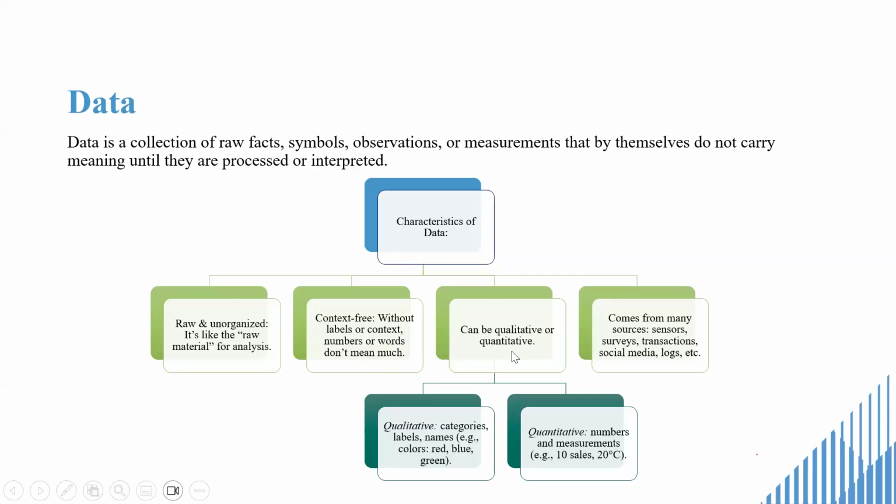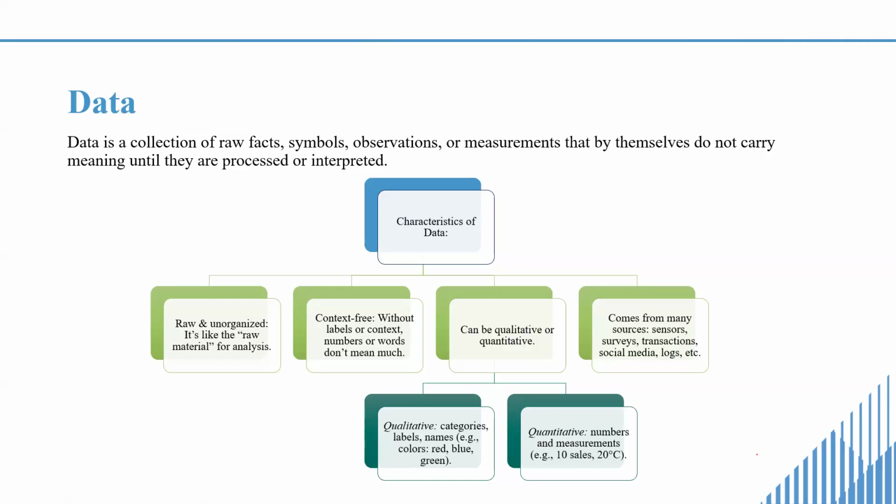Data can be qualitative or quantitative. Qualitative means categories like labels and names, like colors: blue, green, red. Quantitative means numbers and measures, like 10 or 20 degrees Celsius, 30 degrees Celsius. It comes from many sources: sensors, like heartbeats, surveys, transactions, social media, logs, like the number of times you log in to something. And on social media, the number of likes, dislikes, or posts you make. All of this comes as data, a collection of raw facts.